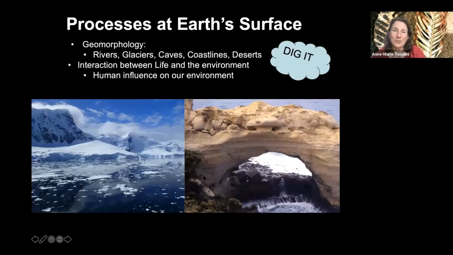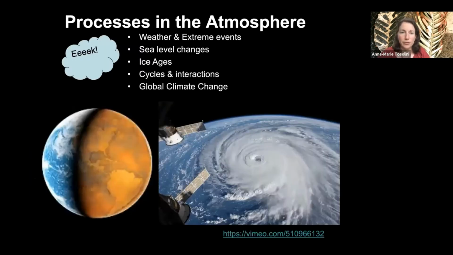So when you're focusing more on the surface processes, again, we'll be looking at the cycles and the interactions between the lithosphere and the hydrosphere to develop those rivers and glaciers and caves and deserts. So also understanding that interaction between the biosphere and the physical environment, because we know how much of an influence humans have had on our environment, and we need to develop better management plans for the future.